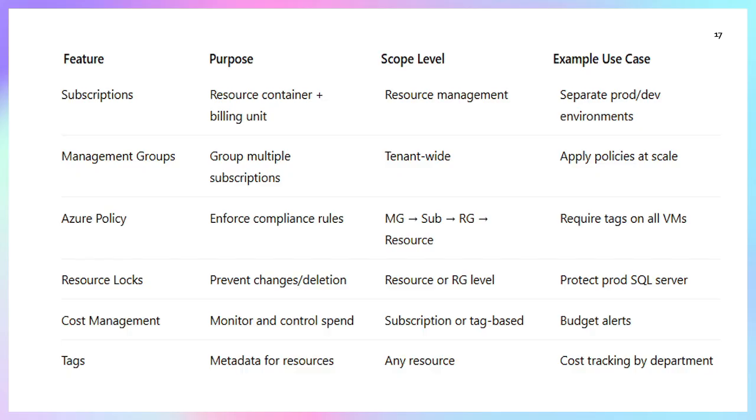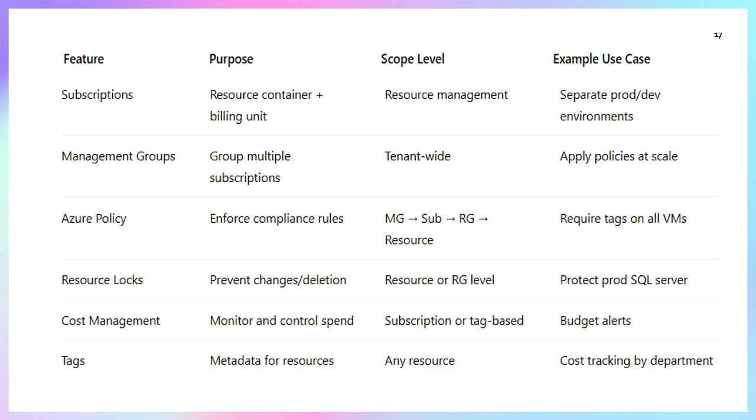An example is protecting our PostgreSQL server, which I already gave as an example. Cost management is something by which we can maintain the cost value of your resources. Its scope level is subscription and tags.